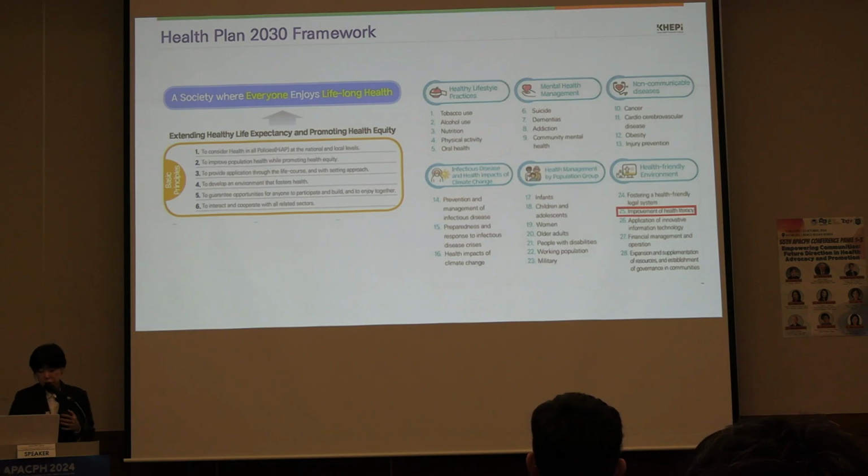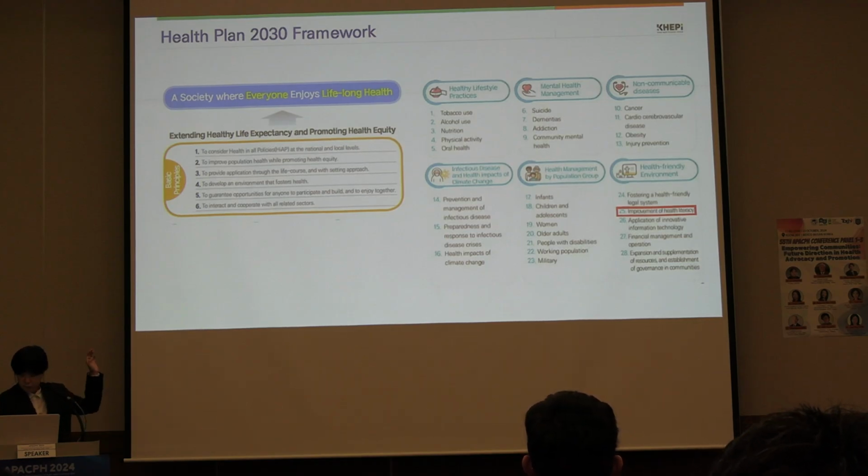So we established a strategy in HP 2030. HP 2030 is the national health plan, a 10-year long-term plan that provides the direction for health policy to promote health and prevent disease. You can see the final goal is to extend healthy life expectancy and enhance health equity. It has 6 areas, 28 key tasks, 83 projects, and 400 performance indexes.